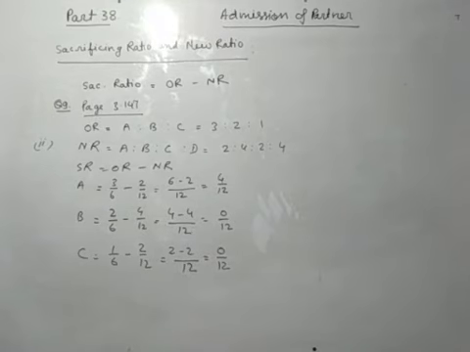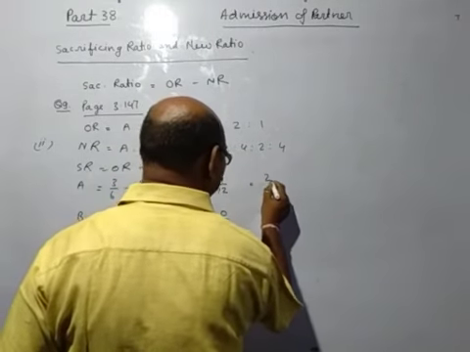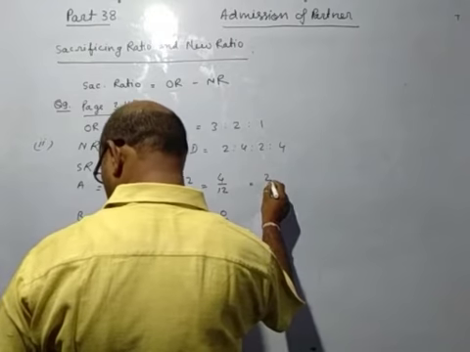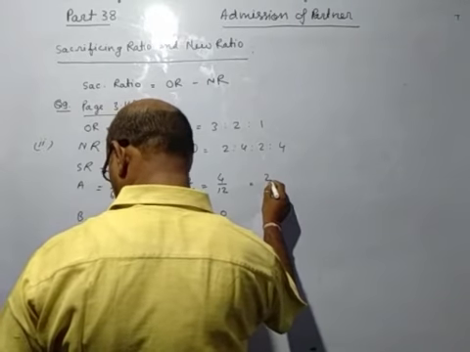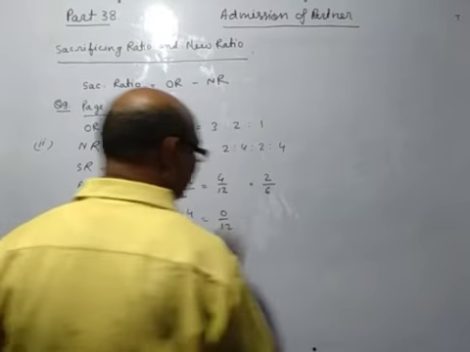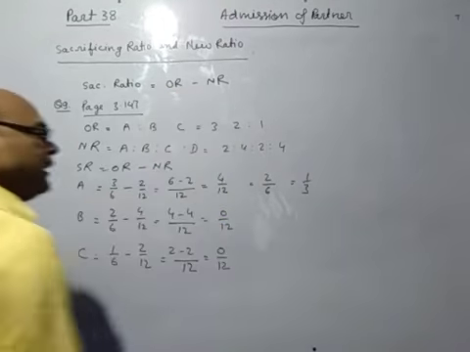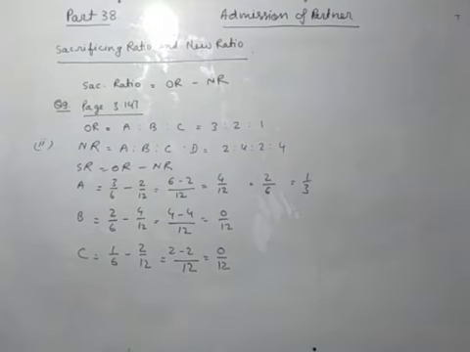If you cancel this 4/12, it will come 1/3, that is 2/6, or either you can say 1/3. So in this way you can calculate the sacrificing ratio. That is so simple.